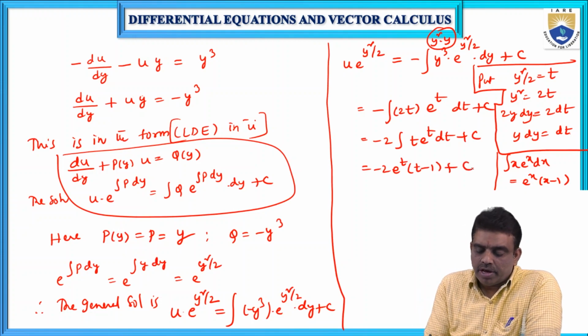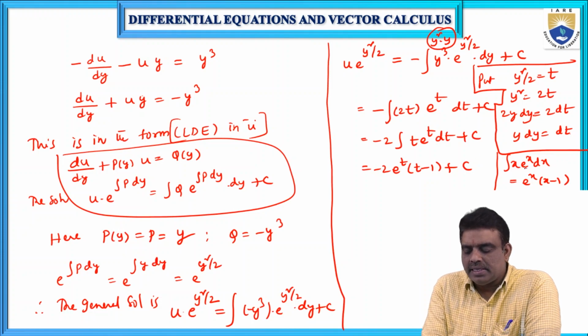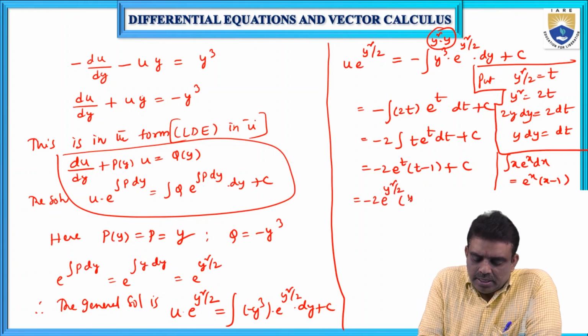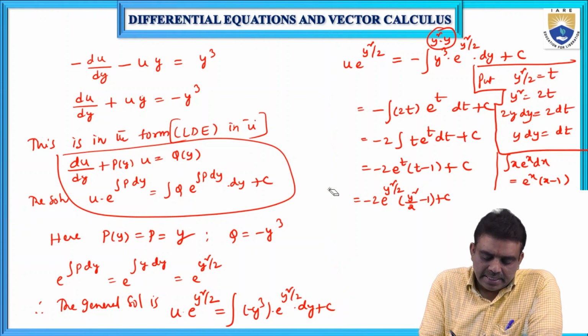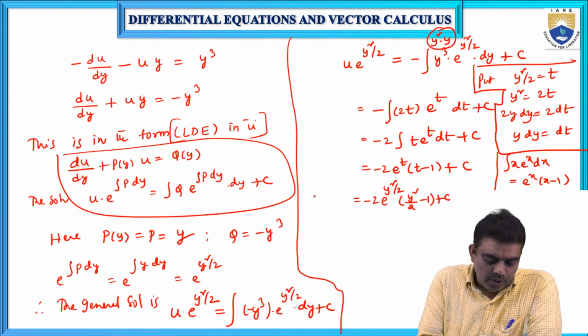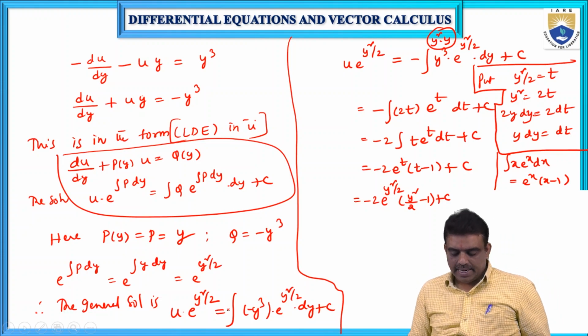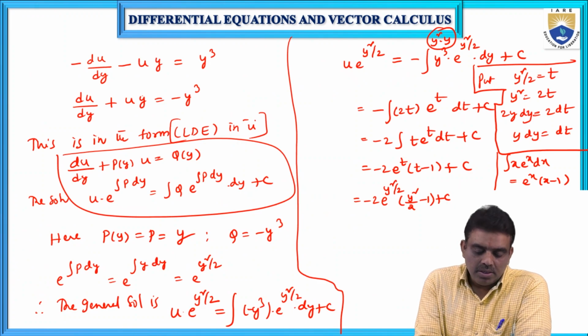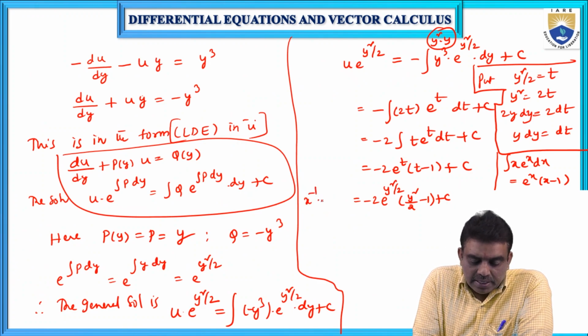Just substitute the formula. It is t e power t, this is x e power x dx. Both are same. So that is minus 2 into t means what? Y square by 2. In brackets also y square by 2 minus 1 plus c. And on the left hand side, what is the left hand side value? The value u into, what is u? U is equal to our assumption. In the previous slide, we have the assumption that u is equal to x power minus 1. So x power minus 1 into e power y square by 2 is equal to this one.